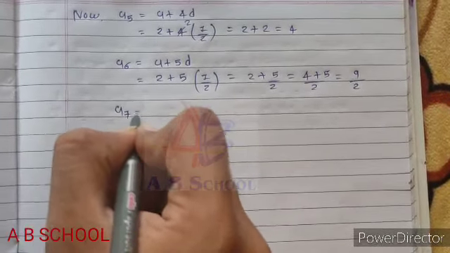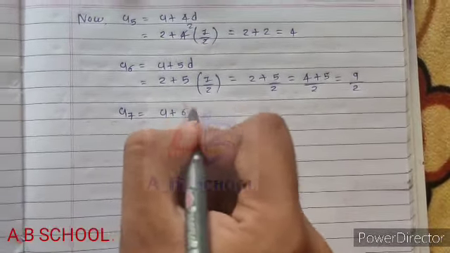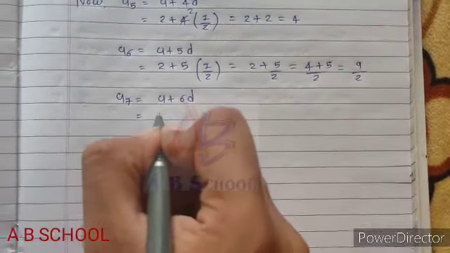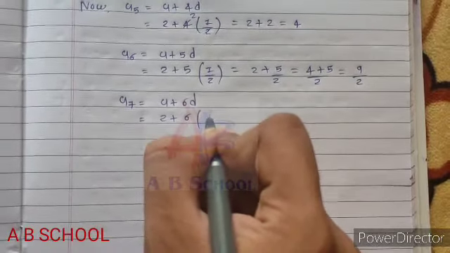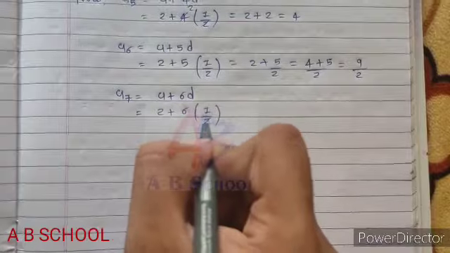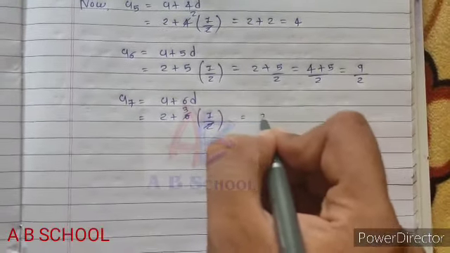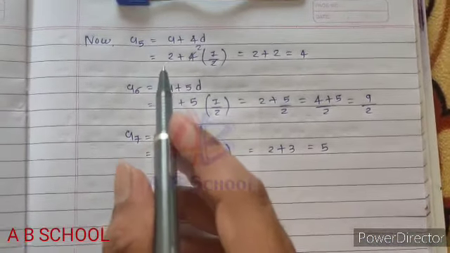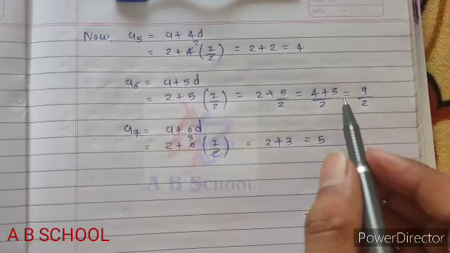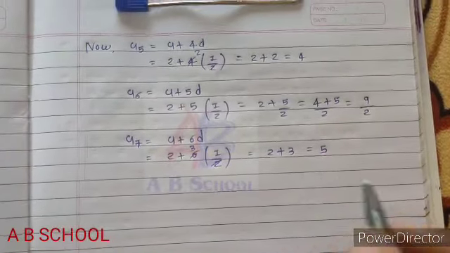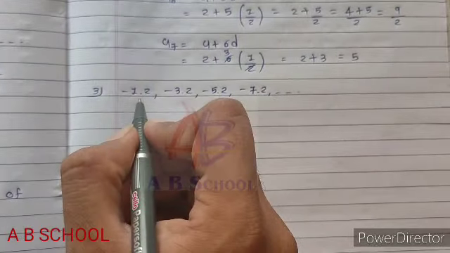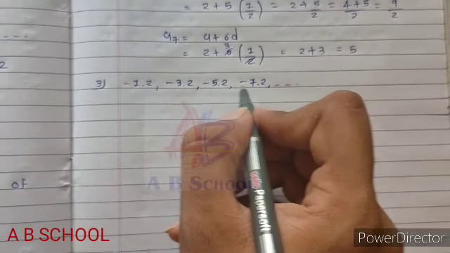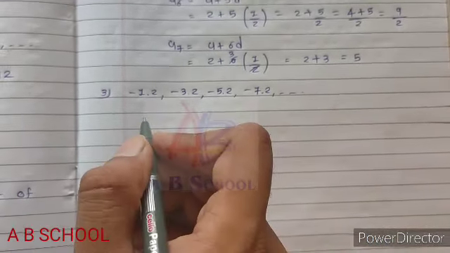Now for A7, by using the general form, A7 is equal to A plus 6D. A is equal to 2, D is equal to 1 by 2. 2 plus 3 is equal to 5. So the next three terms: A5 is equal to 4, A6 is equal to 9 by 2 and A7 is equal to 5. Next, number 3: minus 1.2, minus 3.2, minus 5.2, minus 7.2.